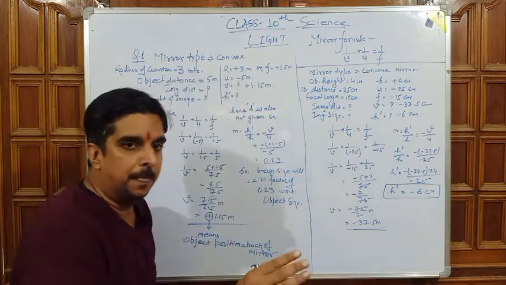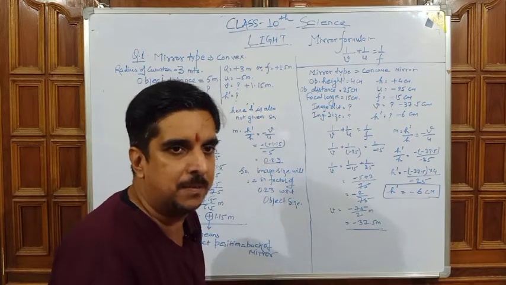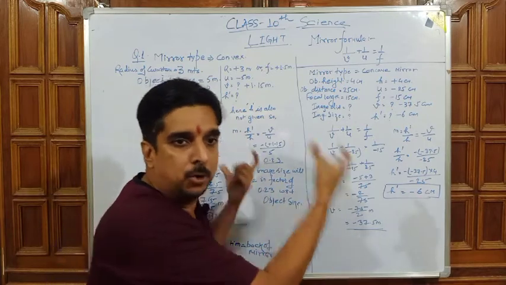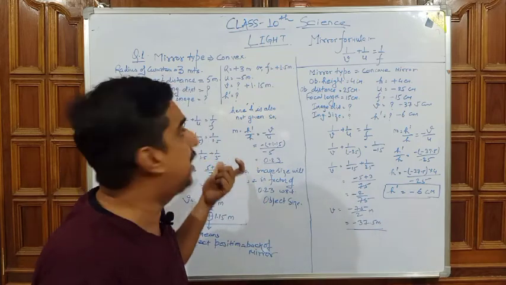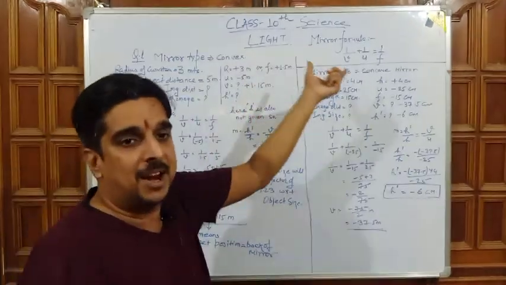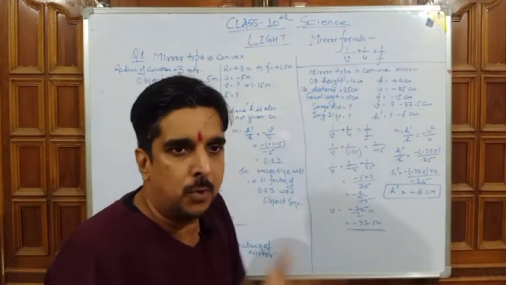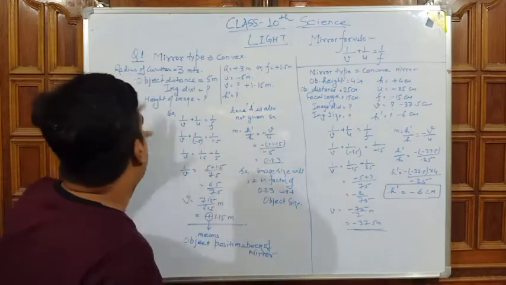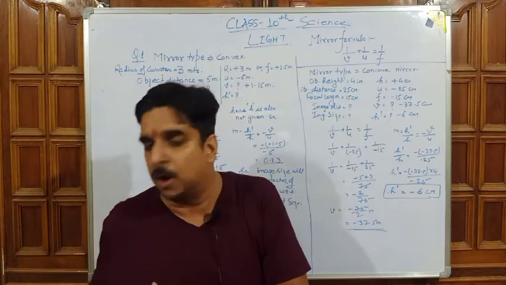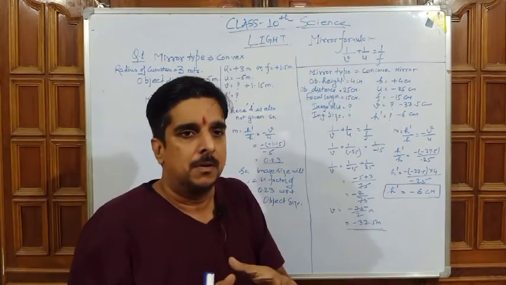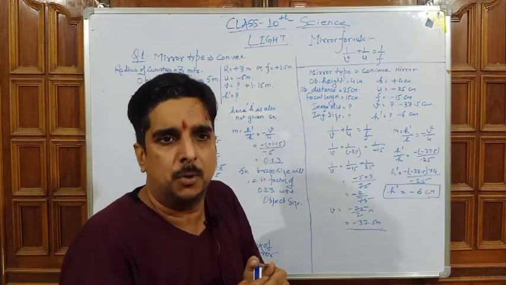So now start focusing on the board and on my voice, because I am going to explain both of the 2 questions, in which the first one associates with convex mirror and the second one associates with concave mirror. So focus on the board, focus on my voice and start the work. Both of the questions, whatever is present on the board, I took from the NCERT book.